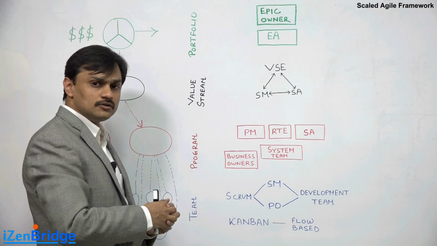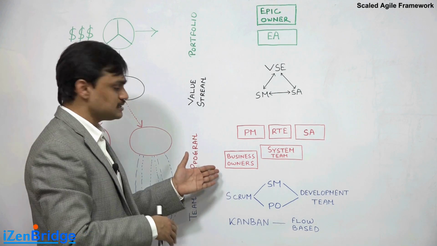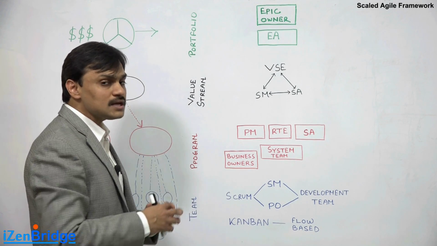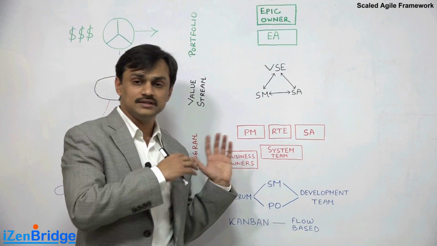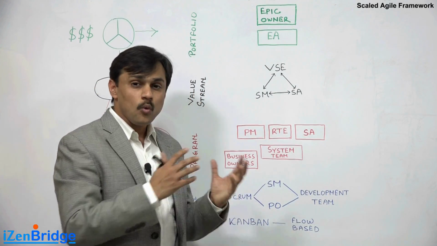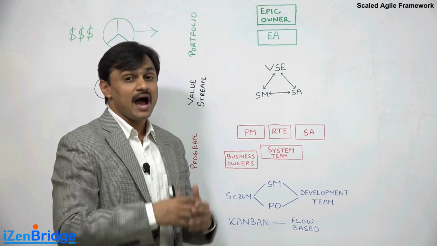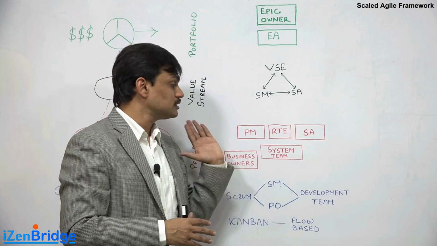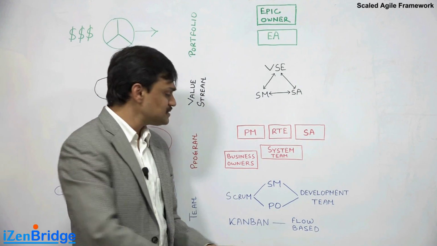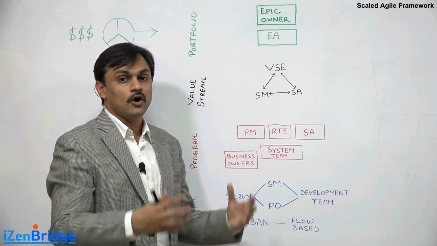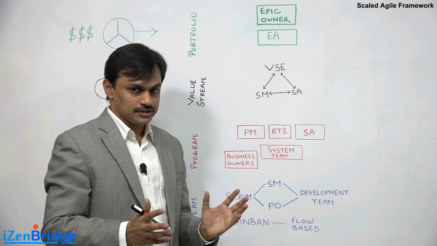At the program level, we also have a few other roles. One role I wanted to talk about is the business owner. Business owners are the key stakeholders who work with this particular group and provide them business related inputs. They help product management identify the right features for this particular solution. And we have a system team which primarily helps these teams integrate their work in order to develop or deliver the overall integrated software.